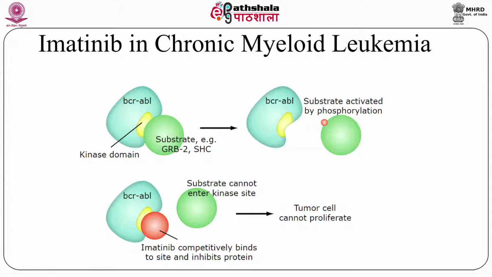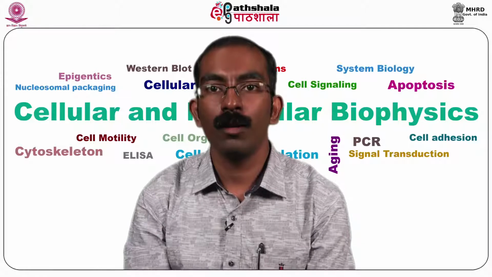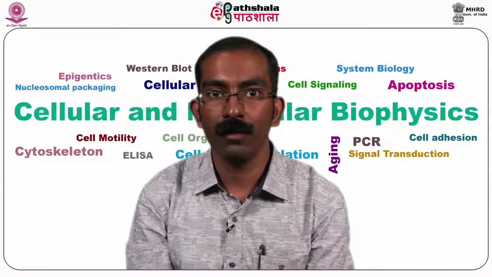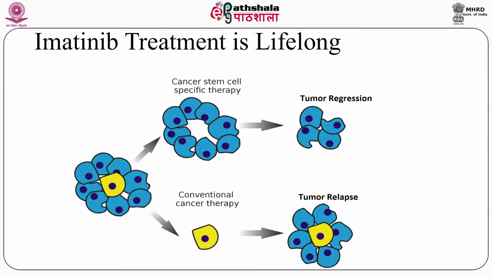However, patients with CML require lifelong therapy with imatinib. Any attempt to stop the treatment with imatinib will result in relapse of the condition. I hope you will be able to answer why there is relapse of the disease on stoppage of imatinib treatment. Those who could figure out the answer, congrats. The answer is imatinib only targets the tumor cells. Cancer stem cells are spared. So on stopping the treatment, new tumor cells arise from cancer stem cells and thus lead to relapse of the tumor.